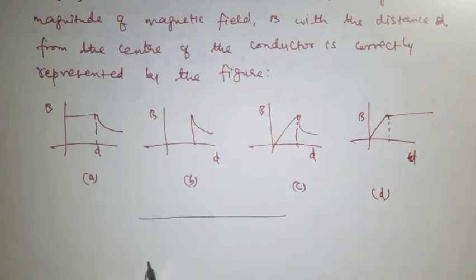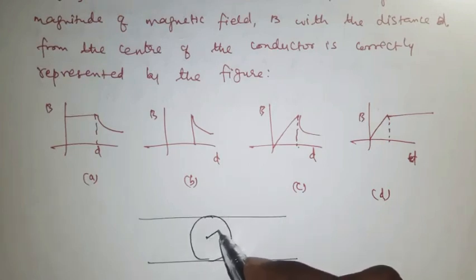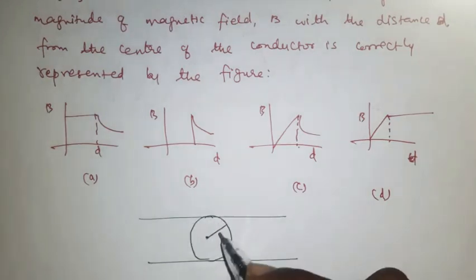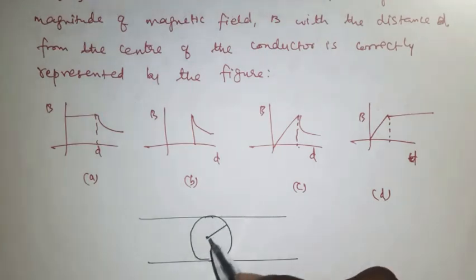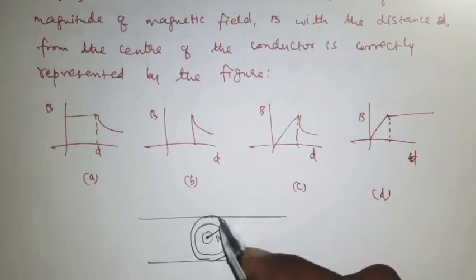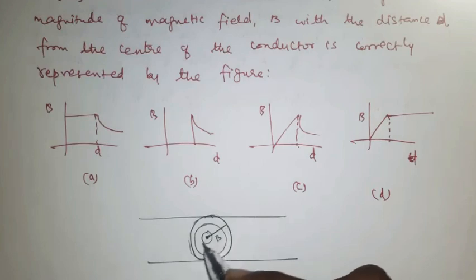So let us consider this is the cylindrical conductor. This is the center of the cylindrical conductor. Inside the conductor, if we go away from the center, the magnetic field increases. If we enclose this surface, there will be a current. If we enclose this larger surface, there will be more current, more magnetic field. So inside the cylindrical conductor, if we increase the distance, the magnetic field increases.